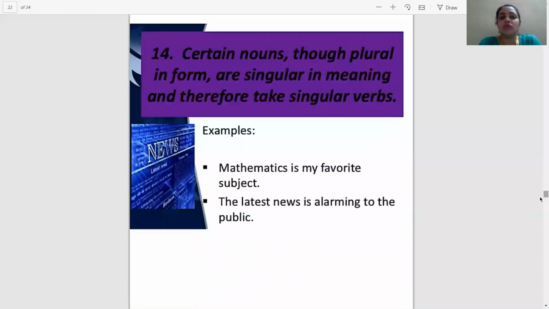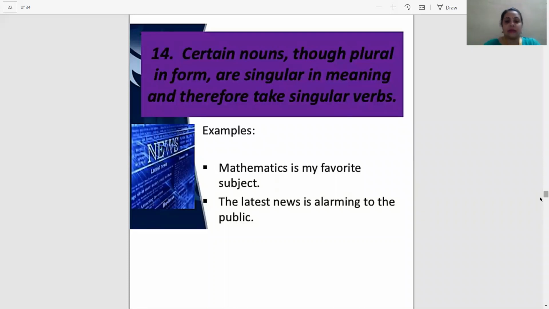Certain nouns, though plural in form, are singular in meaning and therefore they take singular verbs. For example, don't look at the examples right now. Listen to what I'm saying. For example, civics, physics, politics, statistics, AIDS, measles, news. Though they are pronounced in a plural way with s, they are always singular. For example, gymnastics.